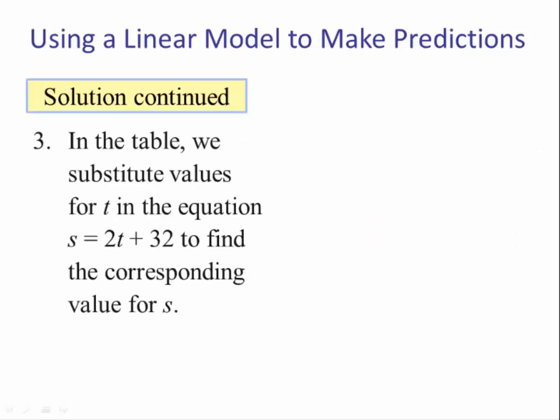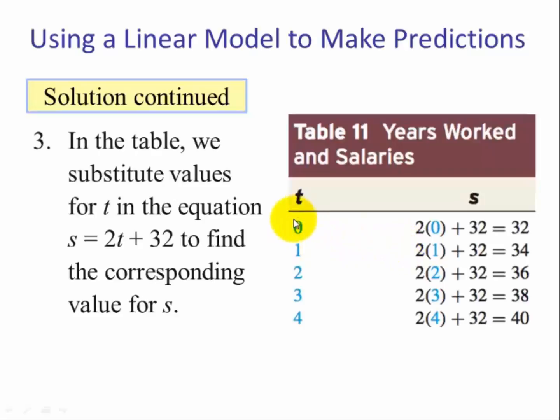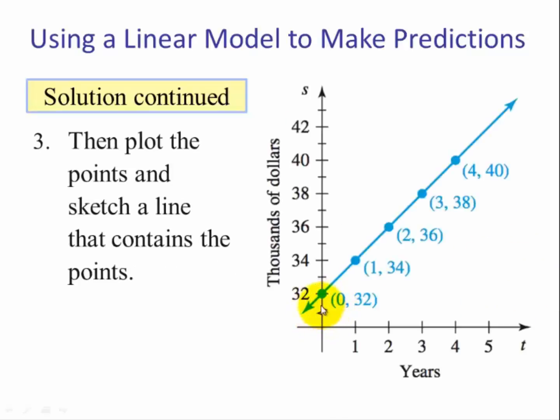Number 3, if we substitute our values in for S equals 2T plus 32 and plot those corresponding values of S and T, we have 0, 32, 1, 34, and so on. Now if you notice here, we have a little break in our scale. So we have the zigzag, but when the number of years is 0, salary, which is the vertical axis, is 32. And then as the horizontal increases by 1 year, the vertical increases by 2.